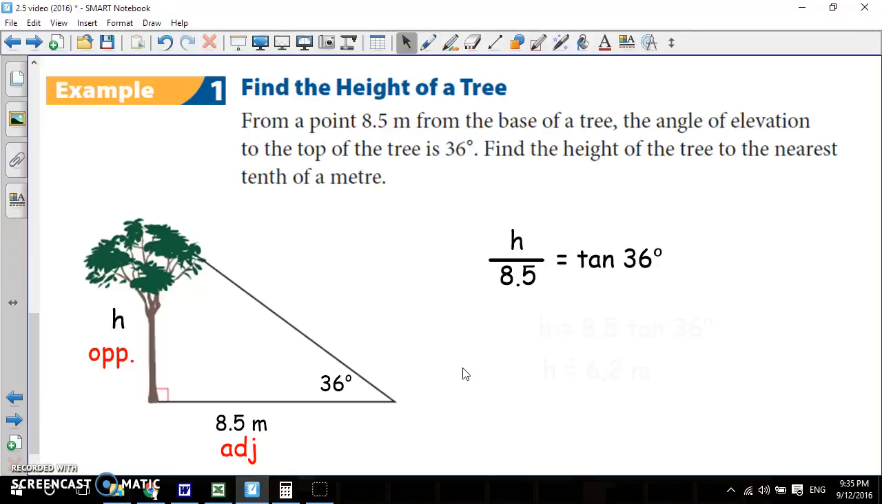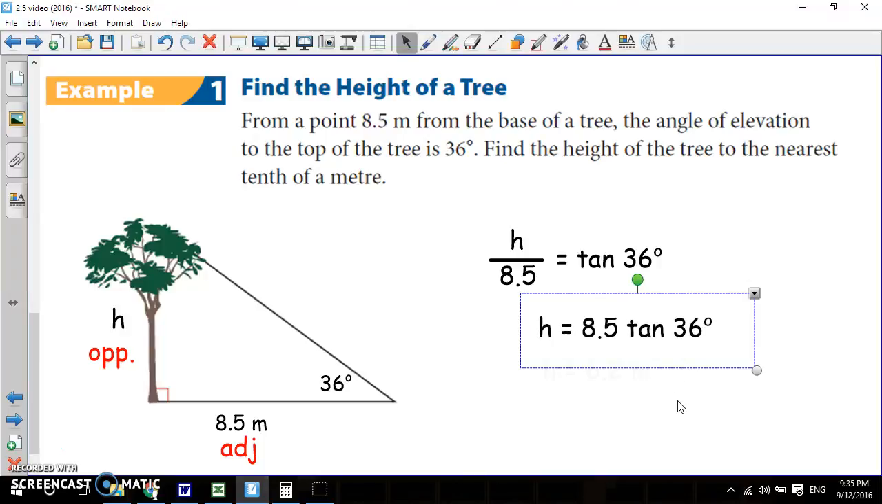So now we have set up this equation. We can cross multiply the 8.5 to the right side to isolate h, which gives us h equals to 8.5 times tangent 36 degrees. Use your calculator to simplify this further. You should get approximately 6.2 meters, which means that the height of the tree is approximately 6.2 meters. Let's look at a slightly more challenging example.